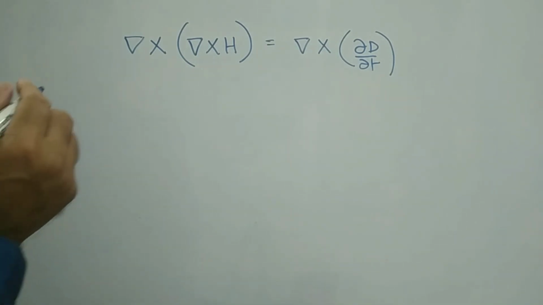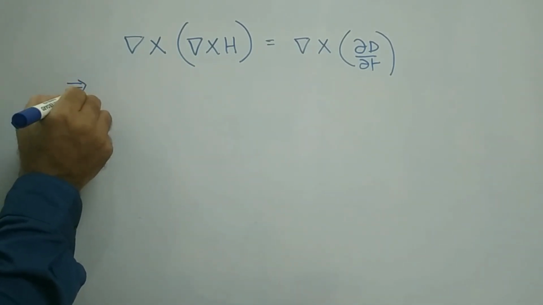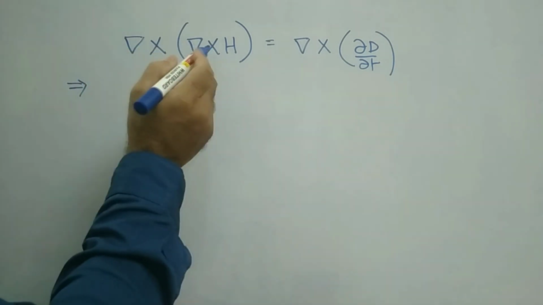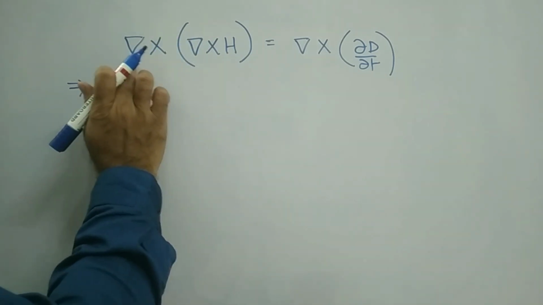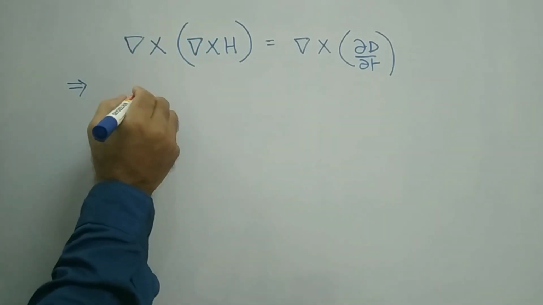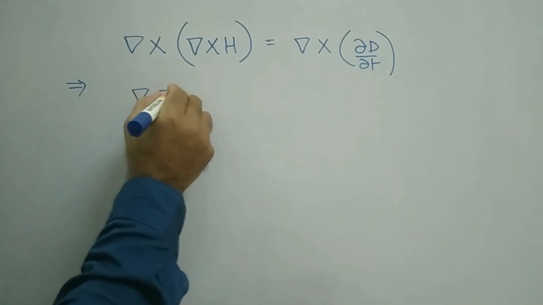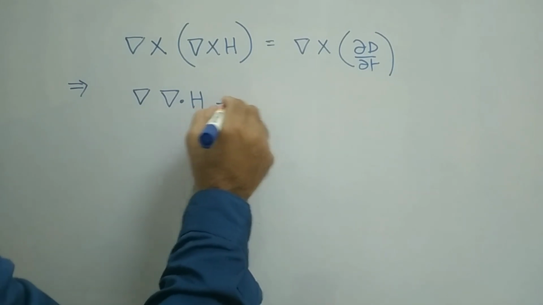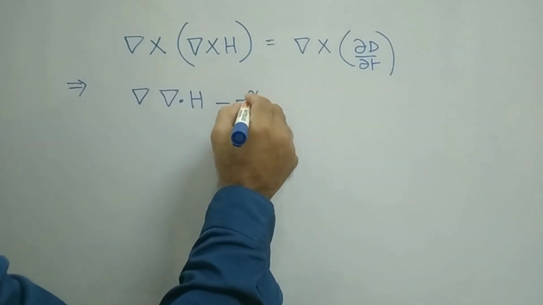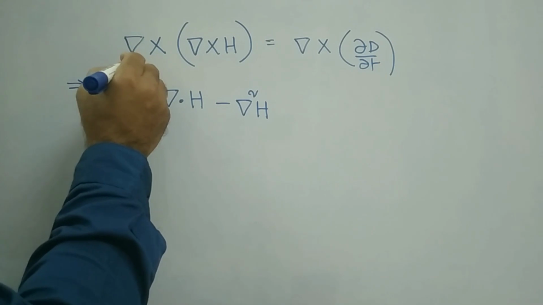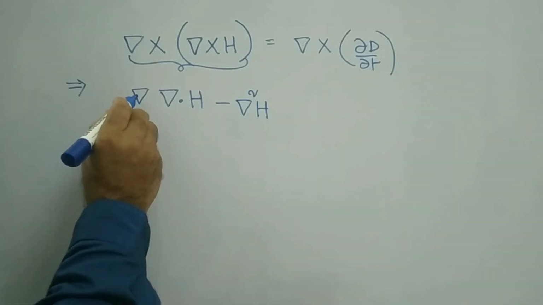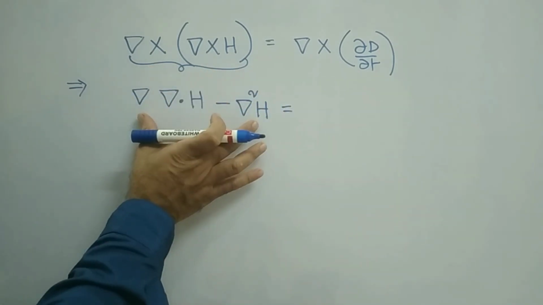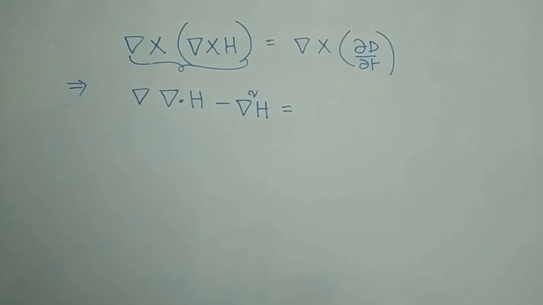Further, from the vector identity, as we have seen in our previous presentation, the left side, del cross of del cross H, can be given as del of del dot H minus del square H. You can write it like this. This is the equivalent from your vector identity.